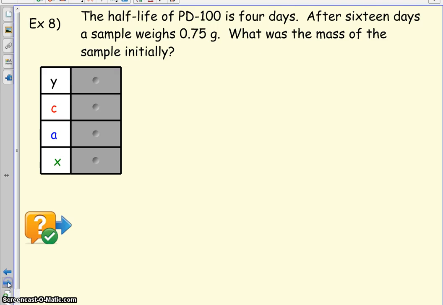Okay, so last one I'd like you to try says the half-life of a certain substance called PD100 is 4 days. We're told that after 16 days the sample weighs 0.75. How much was the sample initially? Okay, so I want you to try and set this up completely on your own. Try and solve it, and when you're ready to go through it together, you can push play.